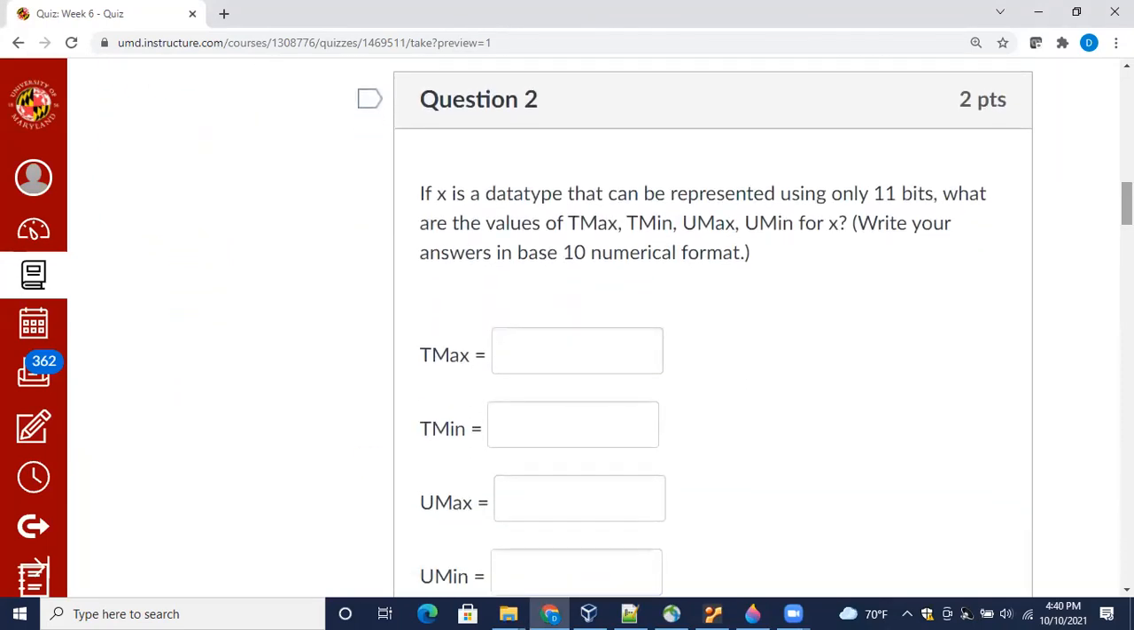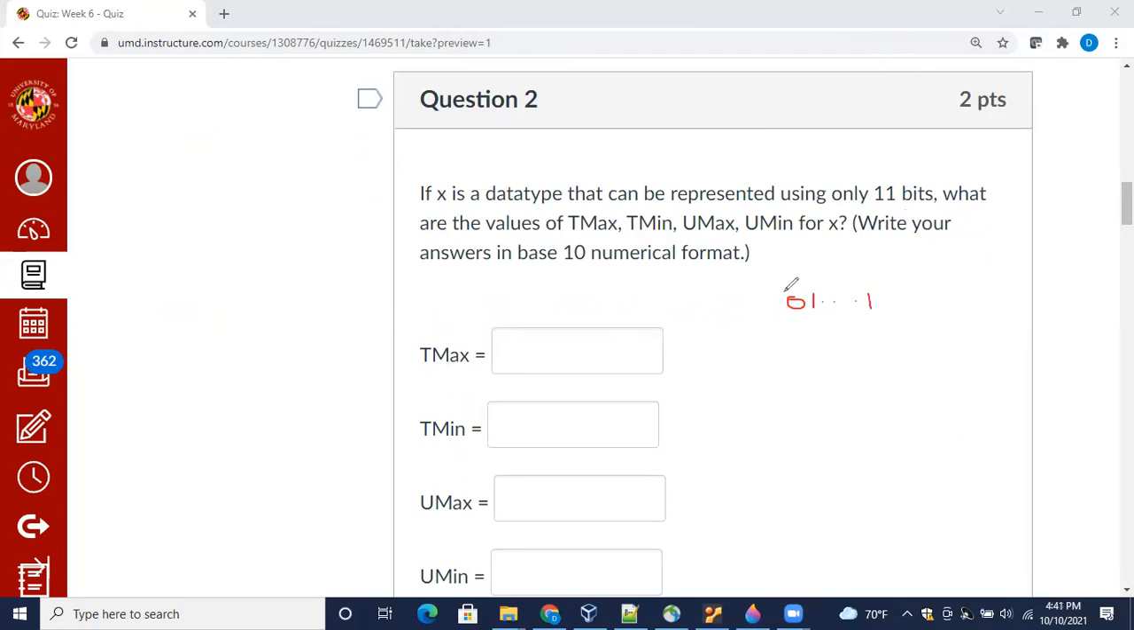If X is a data type that can be represented using only 11 bits, what are the possible values of Tmax, Tmin, Umax, Umin, and so on? Okay, let's solve that problem. So we have 11 bits, right? That means in terms of Tmax, Tmax means in 2's complement representation, what is the maximum value? The first bit must be 0, and the rest must all be 1. That is when we get the maximum.